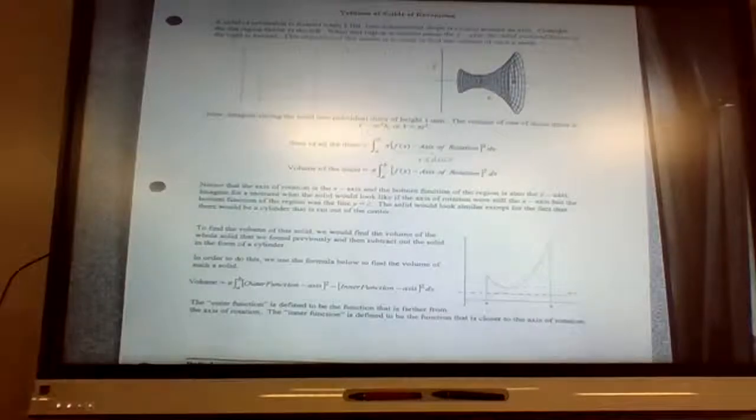Spell radius, right? Radius. Yeah. Okay.